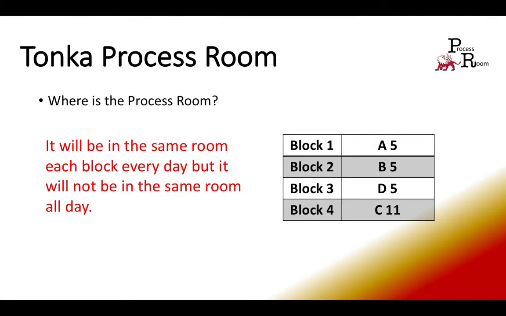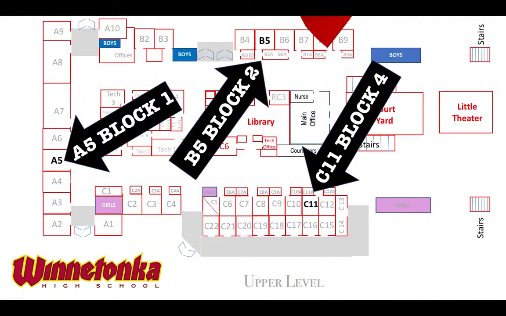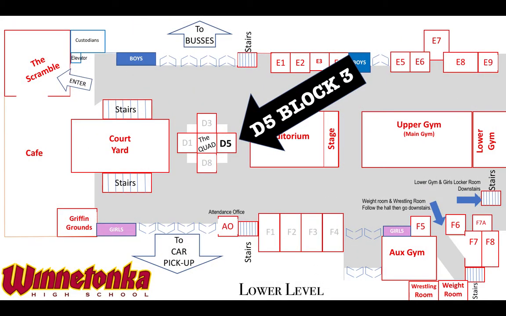Where is the process room? The process room will change locations for each block. However, the locations will be the same on A days and B days. For blocks 1, 2, and 4, the process room will be on the upper level. For block 3, the process room will be on the lower level in room D5.